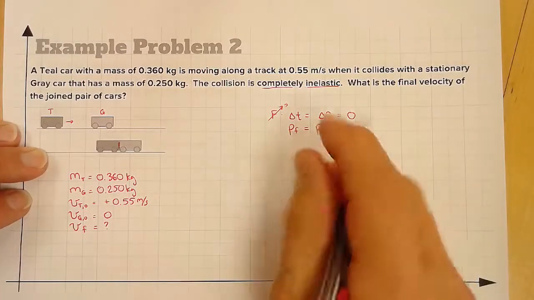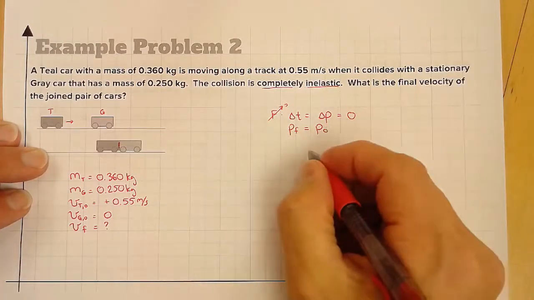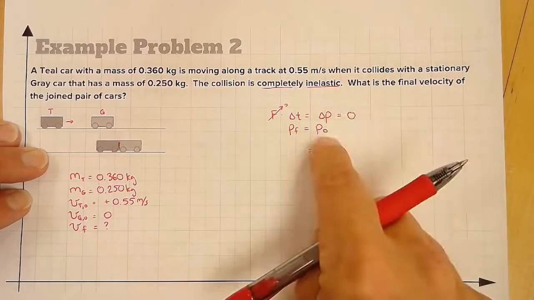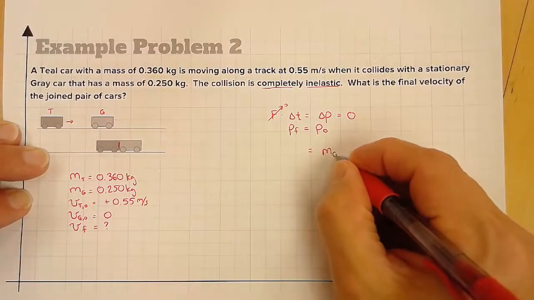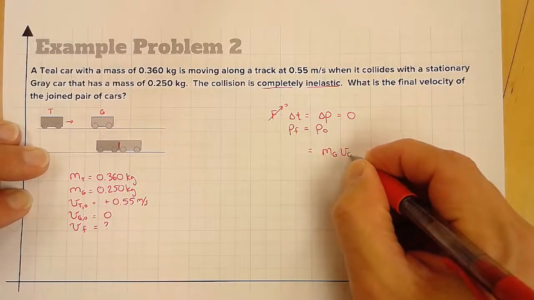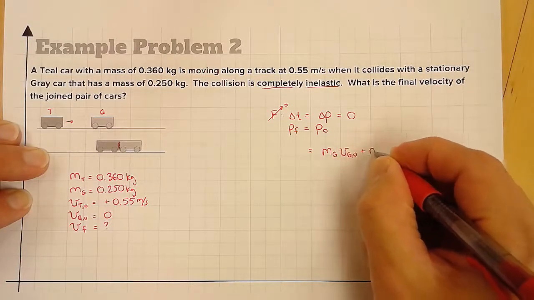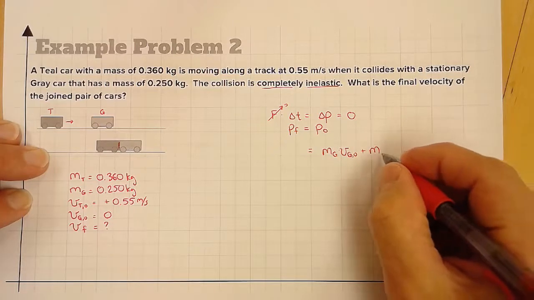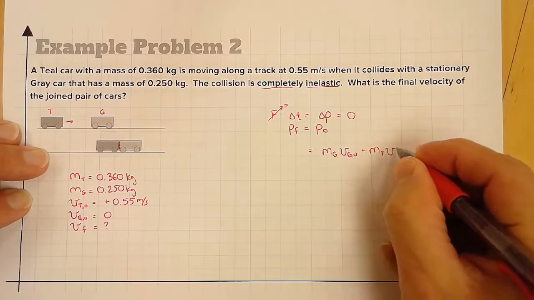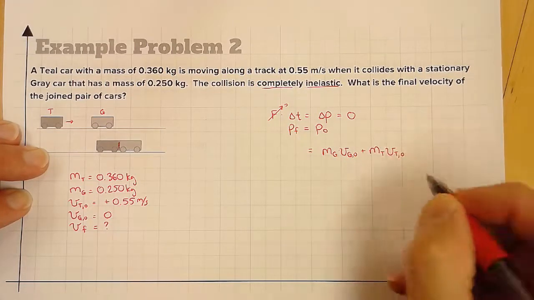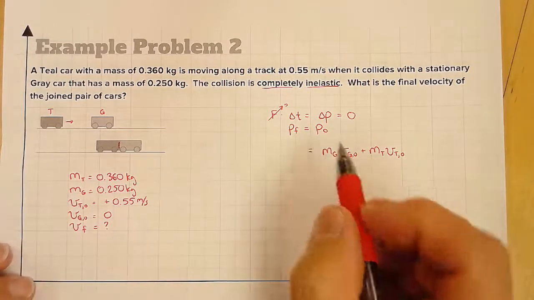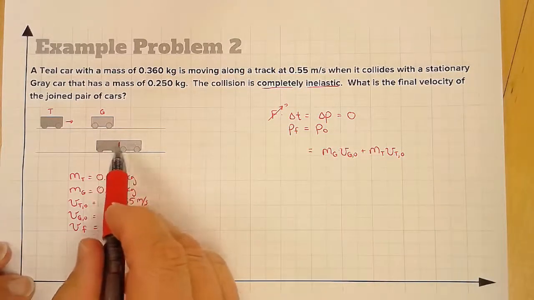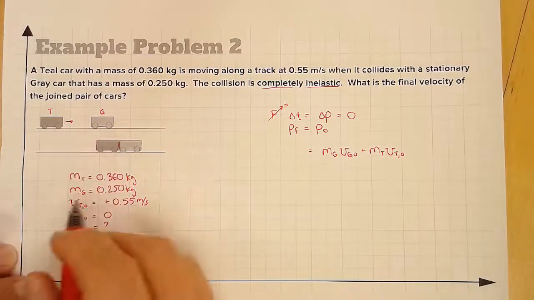Okay, let's write out what this means. The initial momentum is the momentum before the collision, and so that's going to be the mass of the gray car times the velocity of the gray car initial plus the mass of the teal car times the velocity of the teal car initial. That's going to be initial momentum. And here we can kind of use an idea. If these two are joined together, we don't need to calculate their momentum separately.